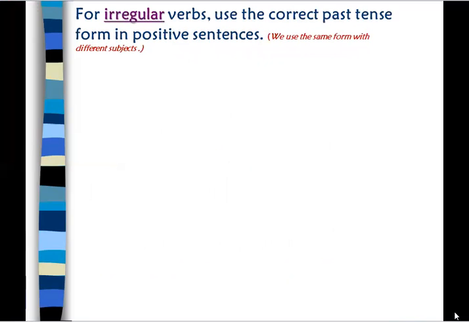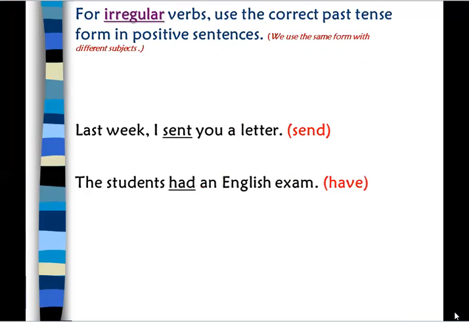For irregular verbs, use the correct past tense form in positive sentences. We use the same form with different subjects. Last week, I sent you a letter. Like send and sent. The students had an English exam. They did a great job.